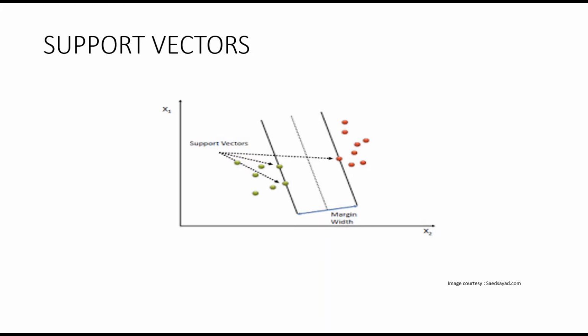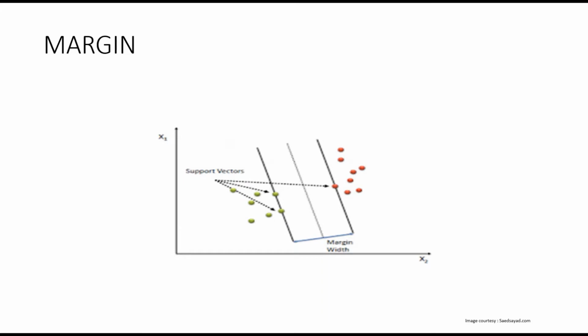Fine. Now I am talking about the margin, the margin width. What exactly is a margin? A margin is a gap between the two lines on the closest class points. This is calculated as the perpendicular distance from the line to support vectors or closest points. If the margin is larger between the classes, then it is considered a good margin. A smaller margin is a bad margin.